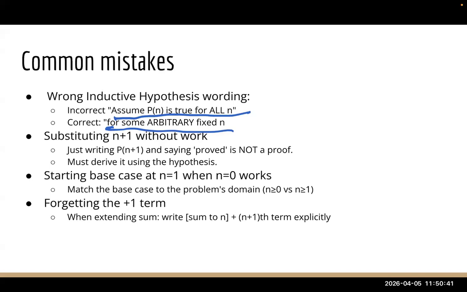Now, another mistake is starting the base case at n equals 1 when n equals 0 works. Sometimes in questions, we have to be careful while reading. It might say that the base case is n greater than or equal to 0, and we might just start working with n greater than or equal to 1, or some lesser value might work out. We always want to start with the base case. If we use any value except the base case, that might mess up our hypothesis, and it'll cause us to lose points.